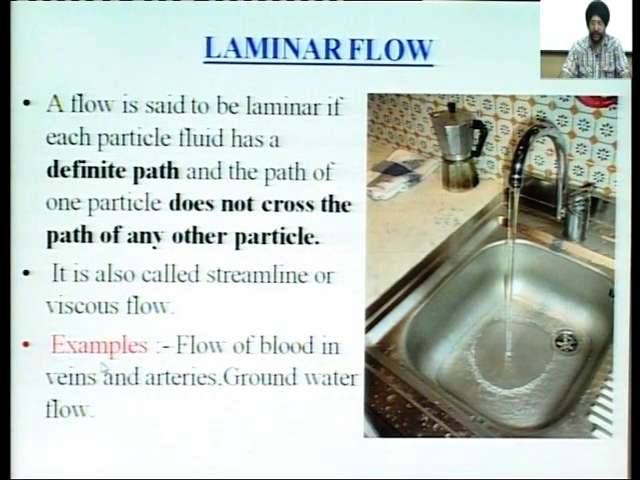Some more examples of laminar flow: the flow of blood in veins and arteries. In our arteries and veins, we most of the time observe laminar flow, except in some sudden cases of blood pressure. And groundwater flow is once again a good example of laminar flow. So this is one very important type of flow called the laminar flow.